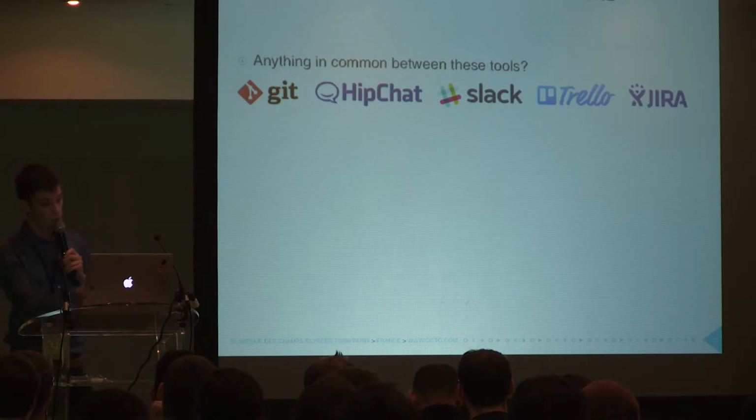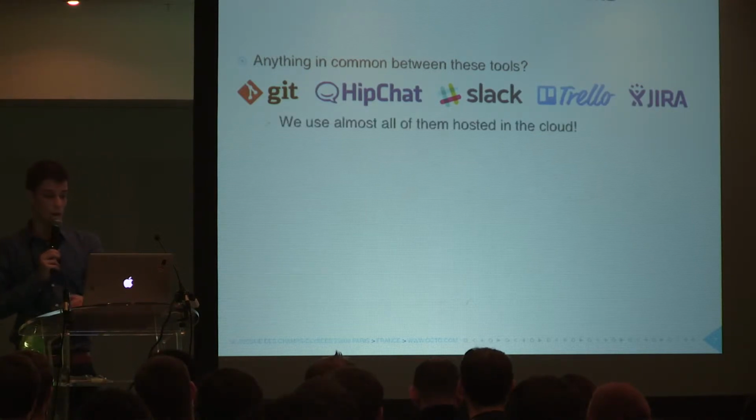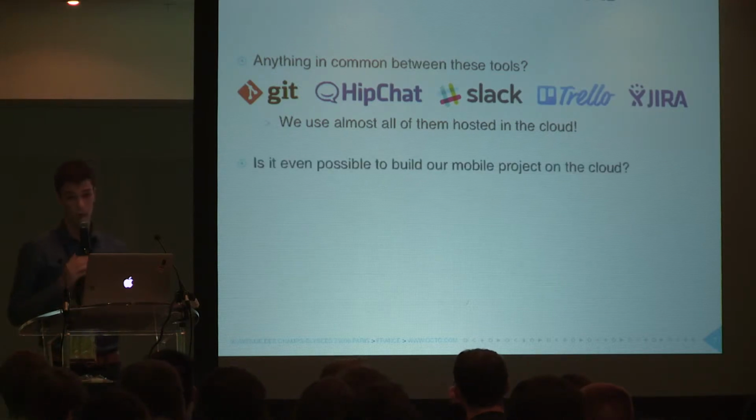So the title of the slide is "Let's think of the cloud for a second." Do you see anything in common with these tools? First of all, we almost use all of them on any other project, but they're run in the cloud. These are vital tools to us, but we do not want to have the hassle of maintaining them. Why not do it for our Android CI server?